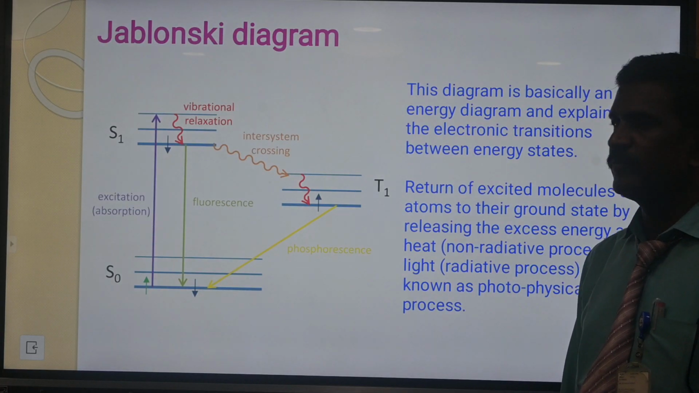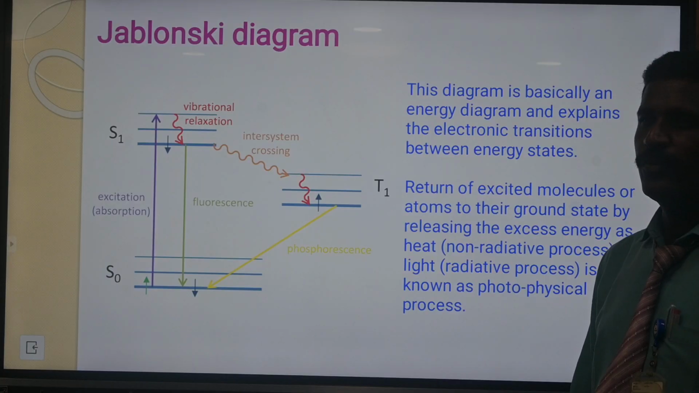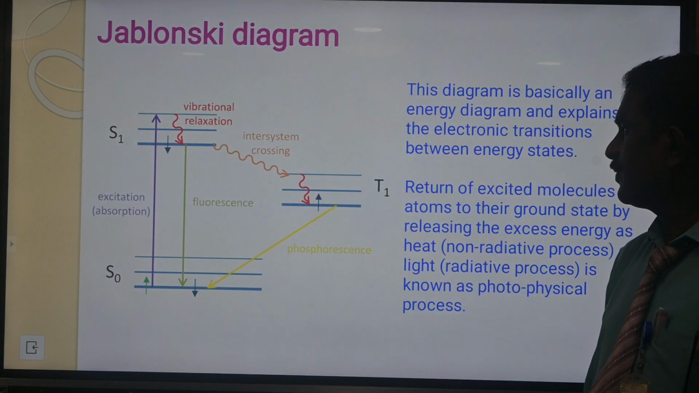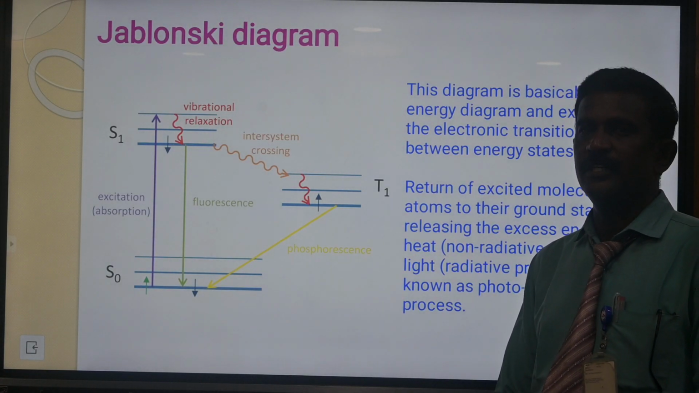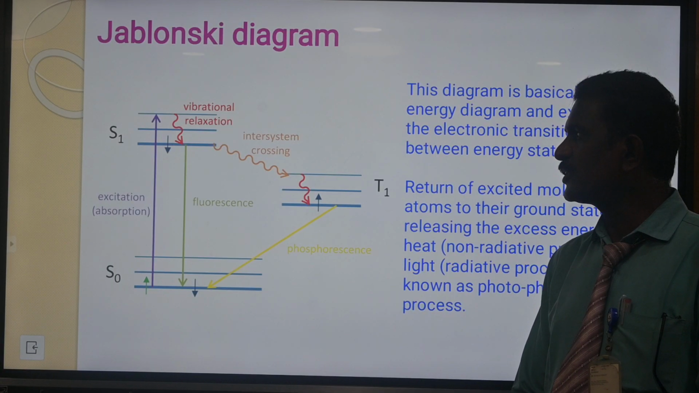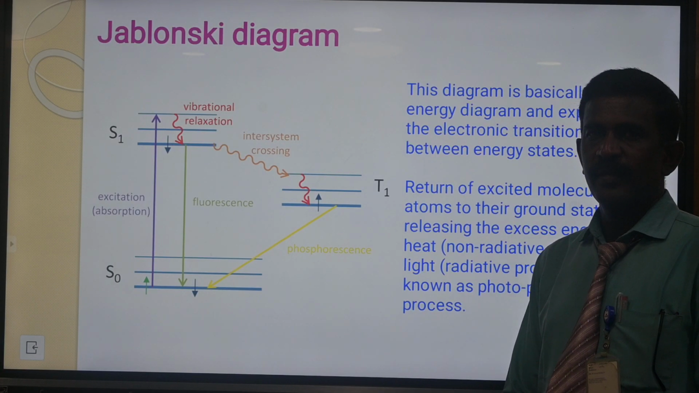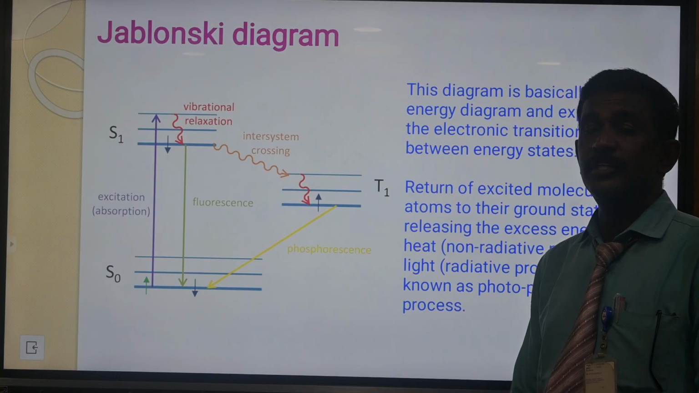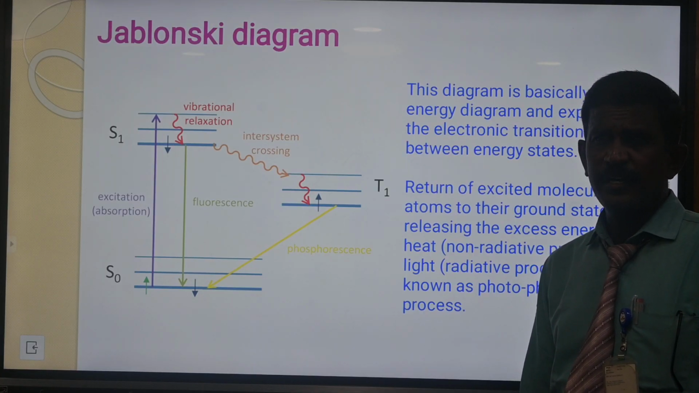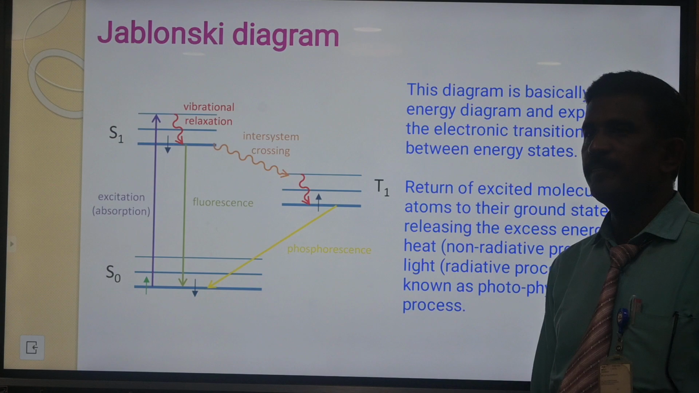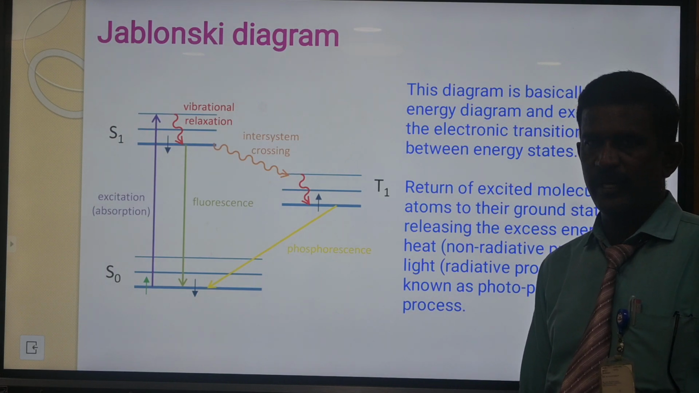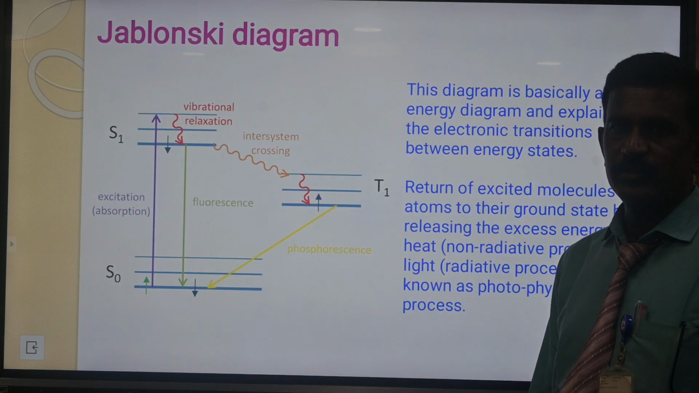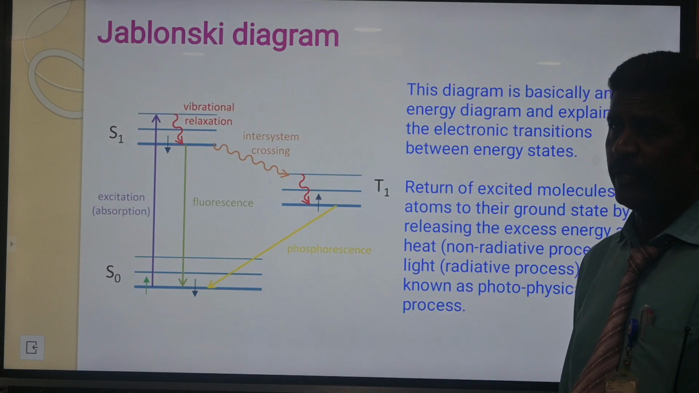By using this diagram, we can easily explain the photophysical process. First of all, let us see what is meant by photophysical process. If a substance absorbs light energy, it may be involved in a chemical reaction according to photochemistry. Sometimes the molecule won't go for a chemical reaction. Then, if it is not involved in a chemical reaction, what happens to that excess energy absorbed by the molecule?